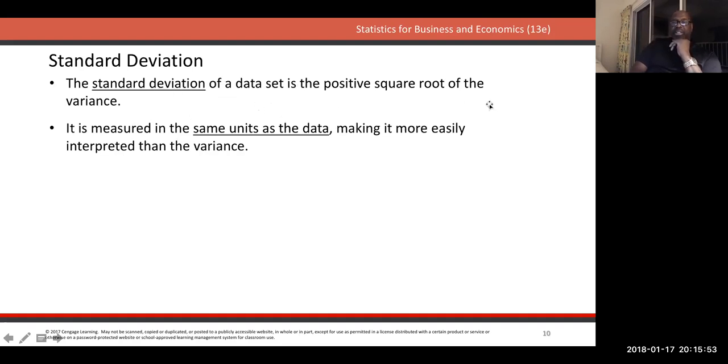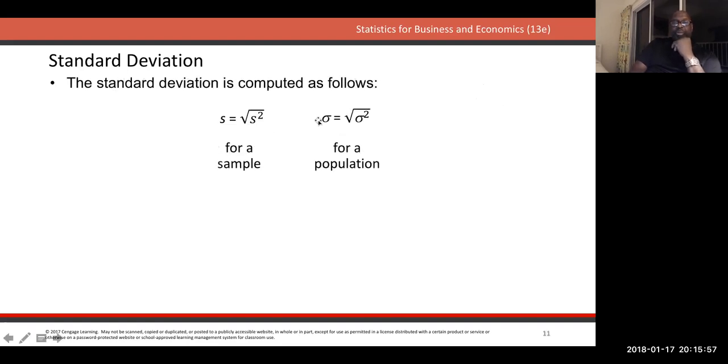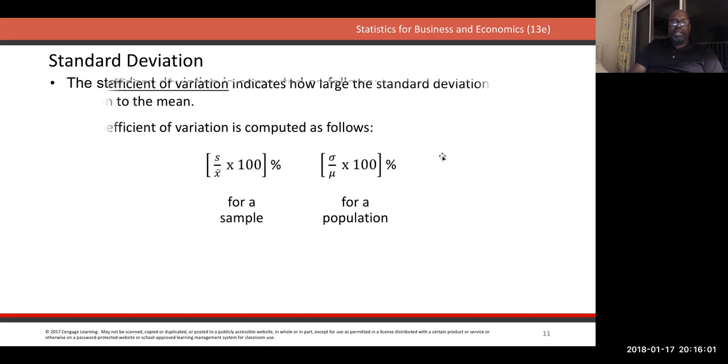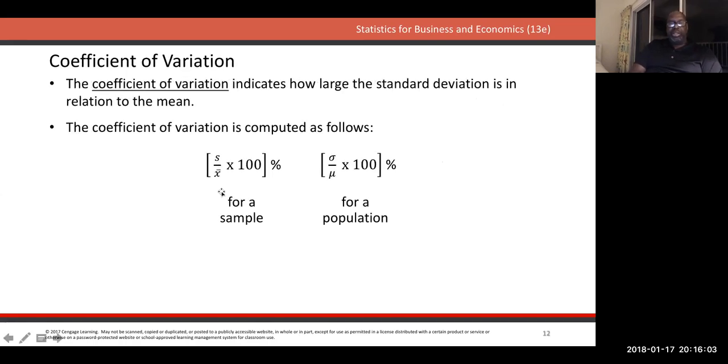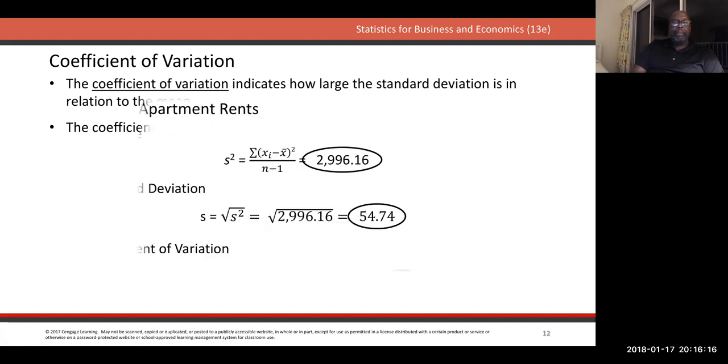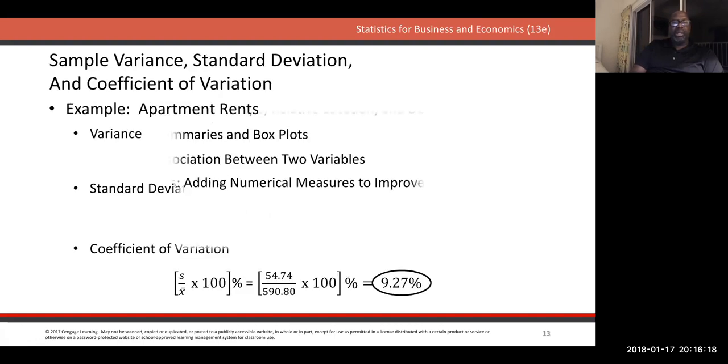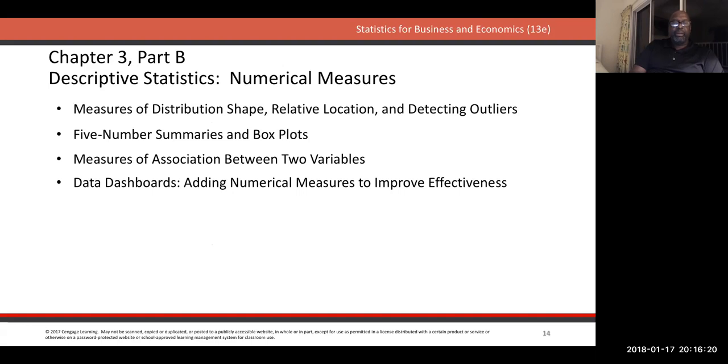The standard deviation of a data set is the positive square root of the variance, which is basically just taking the square root of the variance. No big deal there. And the coefficient of variation allows us to express the standard deviation as a fraction of the mean. All right. And then we see some sample calculations right here.